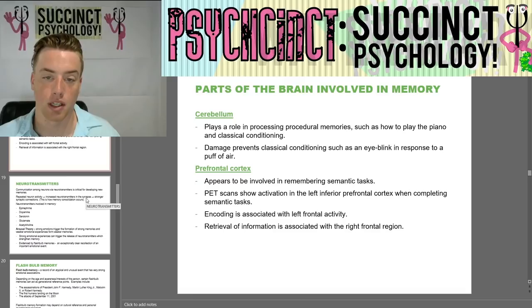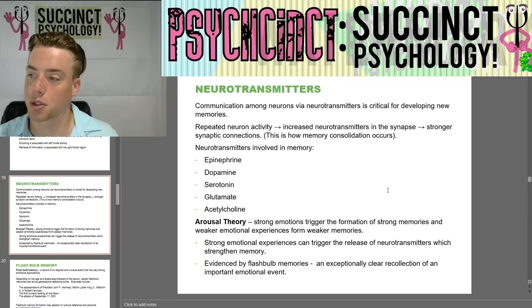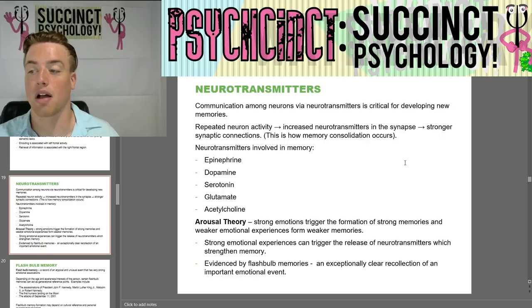Moving on, we have neurotransmitters. Communication among neurons via neurotransmitters is critical for developing new memories. Now, repeated neuron activity leads to increased neurotransmitters in the synapse, which leads to stronger synaptic connections. This is how memory consolidation occurs. Neurotransmitters involved in memory include epinephrine, dopamine, serotonin, glutamate, and acetylcholine. And if I'm remembering correctly, we have also spoken about these neurotransmitters.